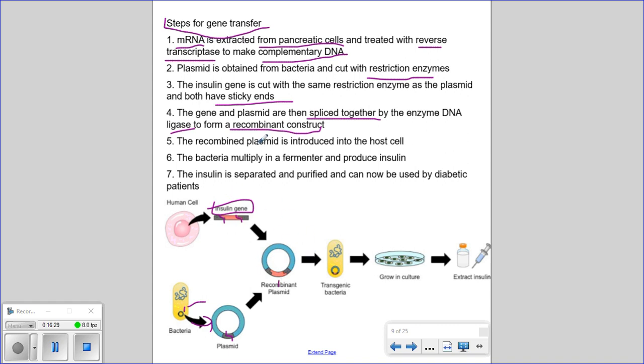Then that recombinant plasmid that contains the insulin gene is introduced into the host cell. We put this back into the bacterial cell, and then the bacteria are placed into culture broth and grown. As they grow, they should be producing that insulin RNA and making protein from that. So they'll start to create insulin protein. Then the insulin can be separated and purified and can now be used by diabetic patients. This process has revolutionized how diabetes is treated.